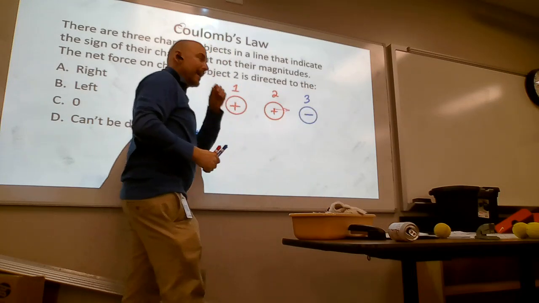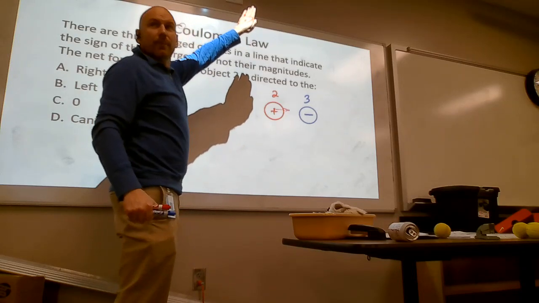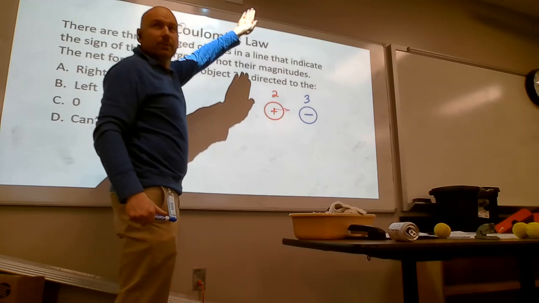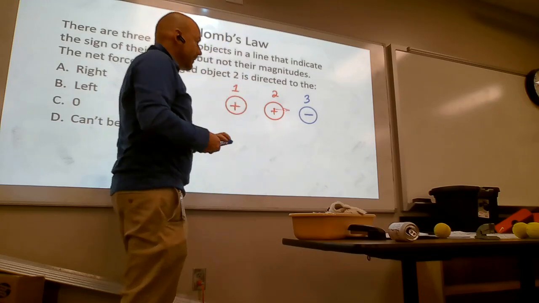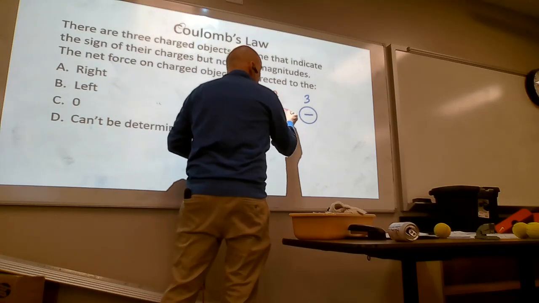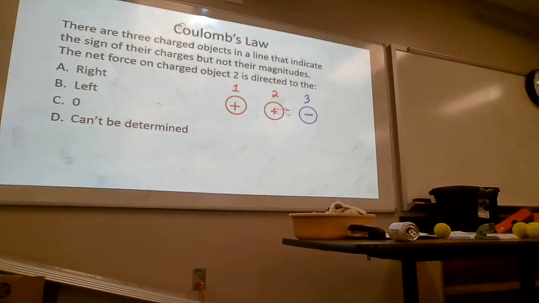Now, we're going to ignore 1. What's going on between 2 and 3? Attraction or repulsion? Attraction. Which way is 2 being attracted? To the right as well. So you've got 2 forces to the right. The resultant of those 2 forces is to the right. Does that make sense? Everybody good with that? Okay.